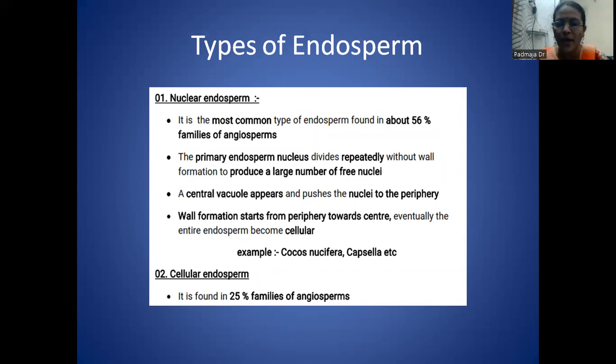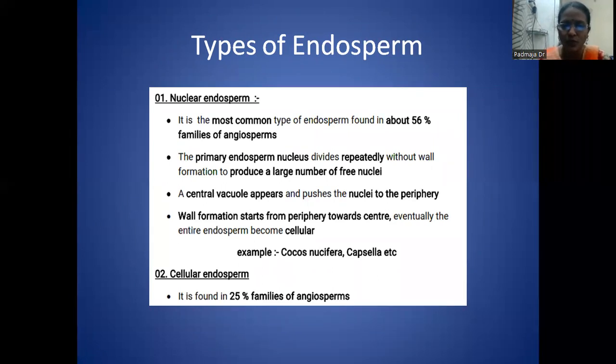A central vacuole appears and pushes the nuclei to the periphery. And later, wall formation starts from the periphery towards the center. Eventually, the entire endosperm becomes cellular afterwards. For example, if you take Cocos nucifera, we already know the coconut has liquid endosperm. The coconut is an example of nuclear endosperm. So the formation of a number of nuclei takes place in this.